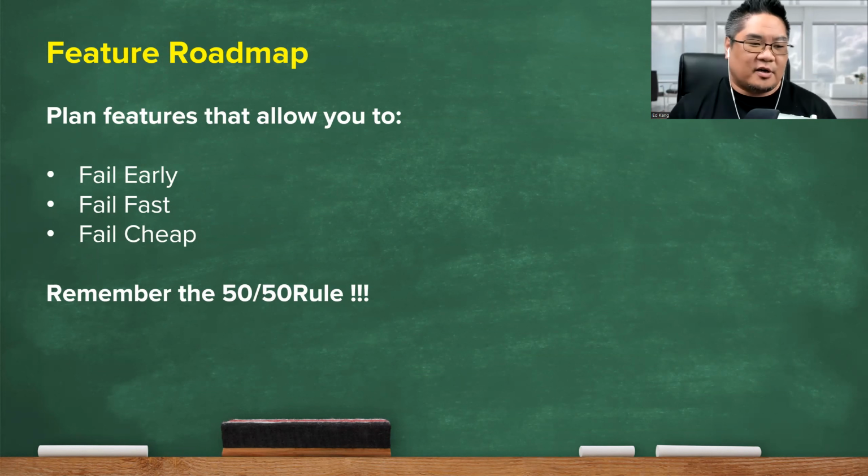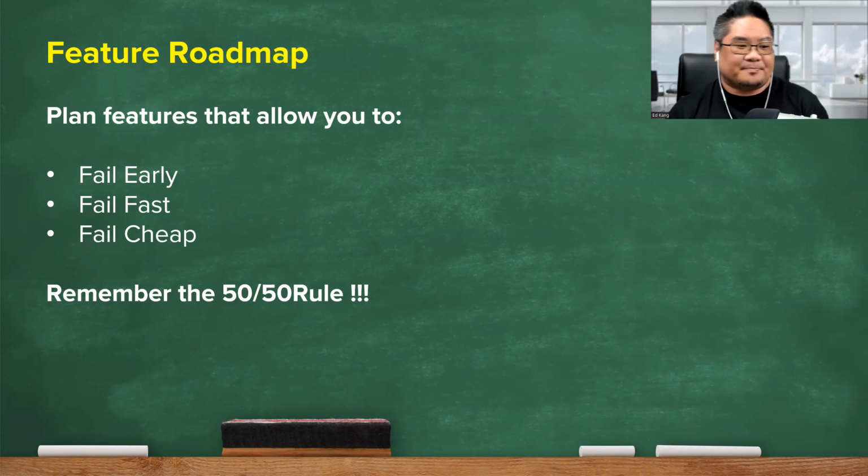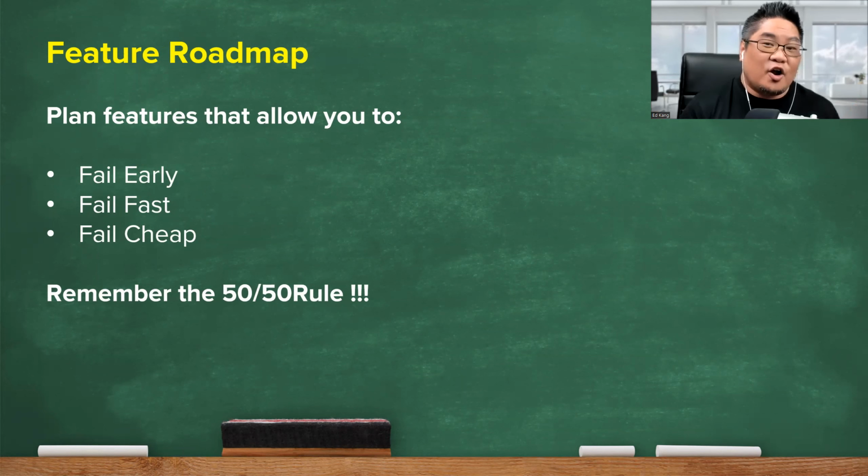Well, now that you know the dimensions, you want to plan the features that allow you to fail early, fail fast, and fail cheap. Kind of close to the previous dimensions. What does that mean? I want to invest the minimal amount in a feature where I can push it and decide whether it's failed, and how fast can I get there, and how cheap can I make that failure? That's the important aspect. So these are the things that I'm thinking through.